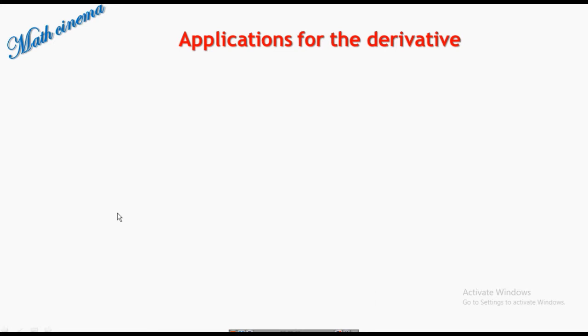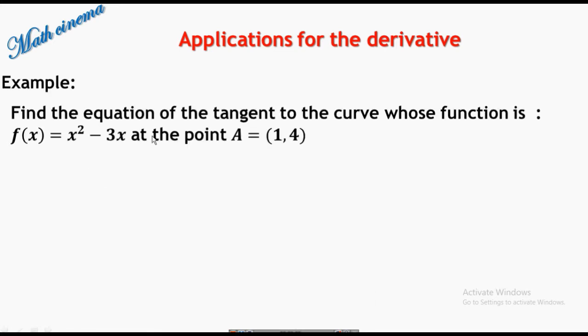So let's take an example. Find the equation of the tangent to the curve whose function is f of x equals x power 2 minus 3x at the point A equals (1, 4). First of all we want to find the slope of the tangent, so we are going to get the first derivative. The 2 goes down and we have 2x. Negative 3x will be negative 3. So the first derivative is 2x minus 3.